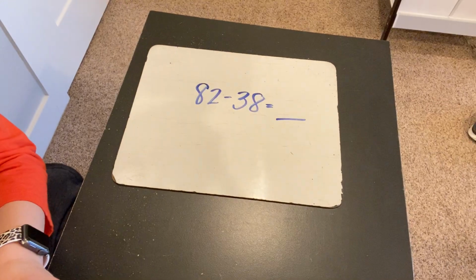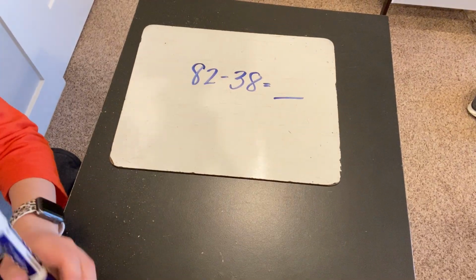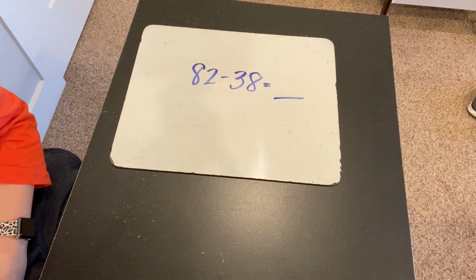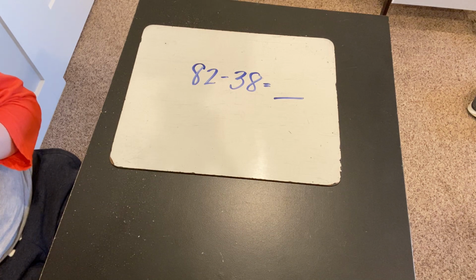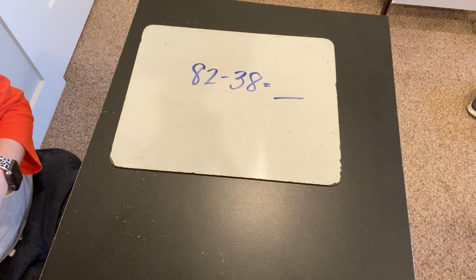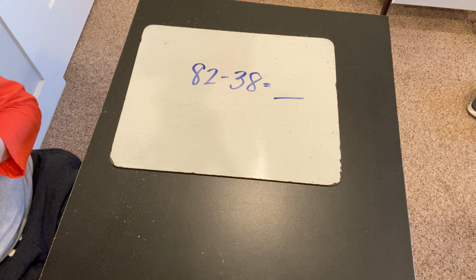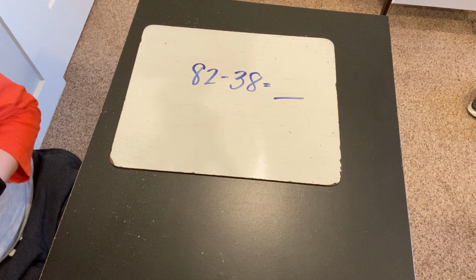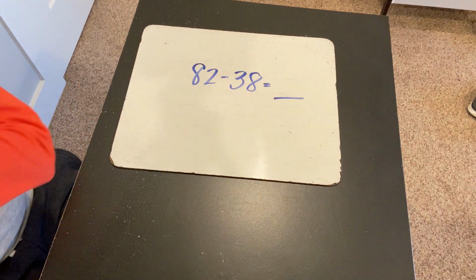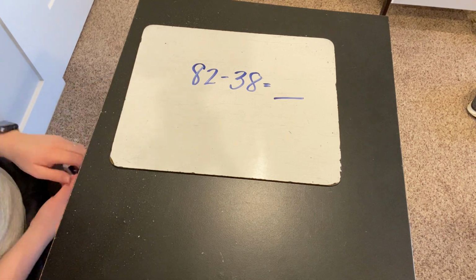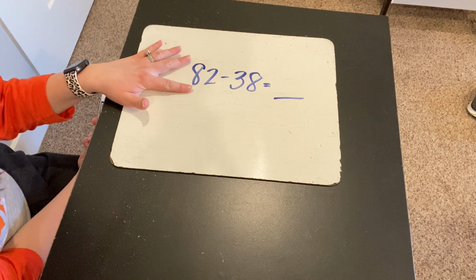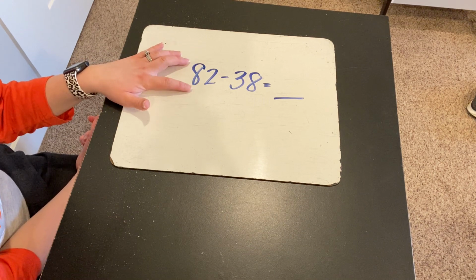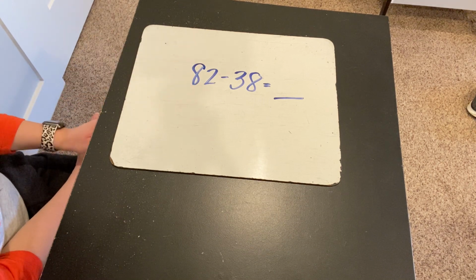All right, so here we have an equation for our number talk today. During this video, you're going to need a piece of paper and a pencil or a dry erase board and a marker so that you can work problems with me. If you don't have those supplies, go ahead and press pause and grab them now. Okay, now that you have your supplies, let's get started. What I want you to do is solve this problem on your own and then we'll check it together. So 82 minus 38. Press pause to solve this problem.